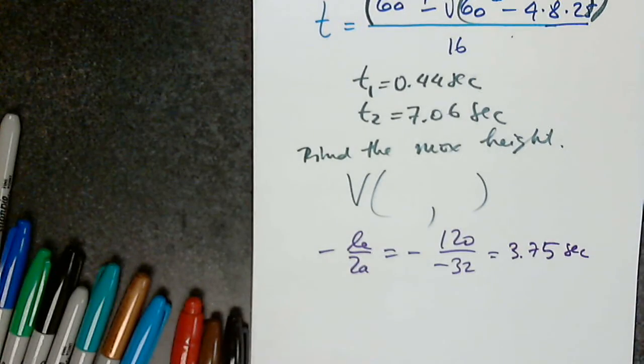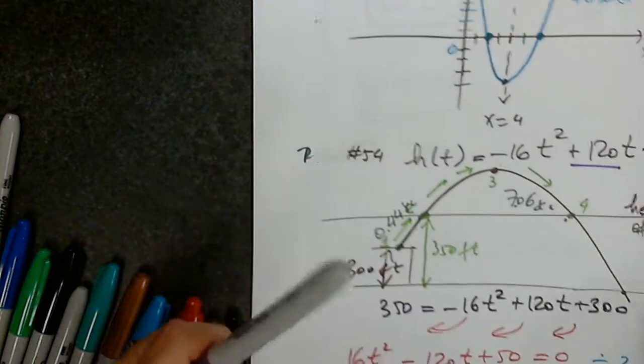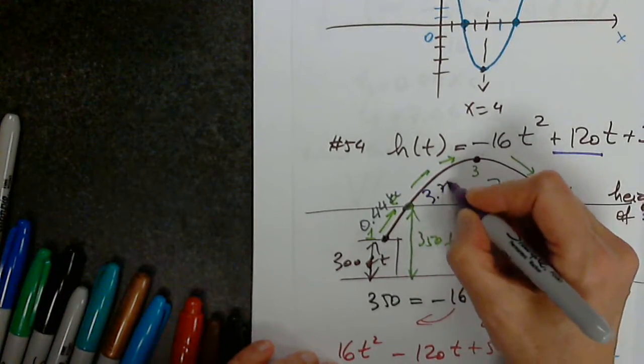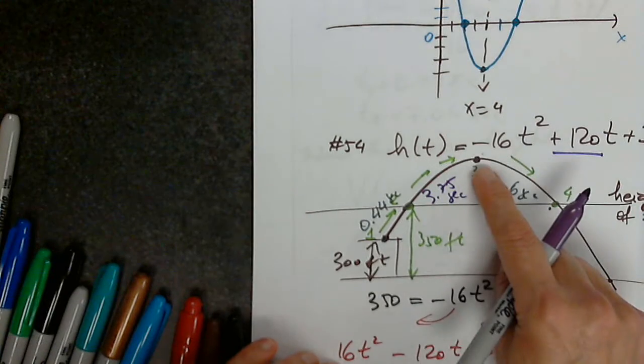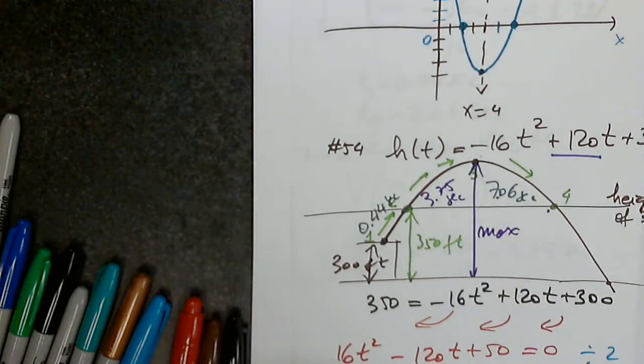seconds. So what is 3.75? It's the time needed for the projectile to go from point 1 to point 3. 3.75 seconds, from 1 to 3, where it reaches its maximum height.